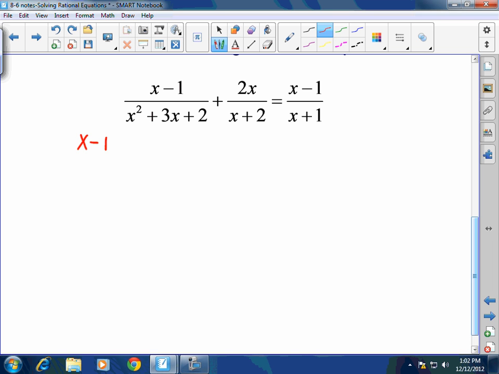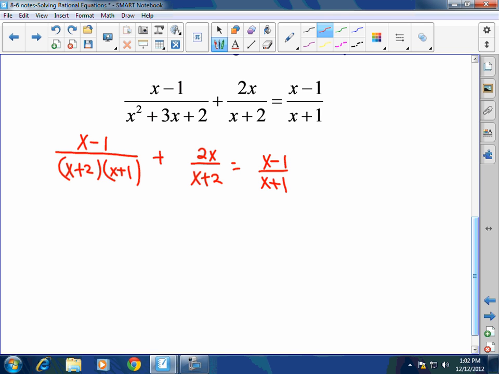Okay, now, first step, let's factor these bad boys. So this is x minus 1 over x plus 2, x plus 1. Thank you. Good job, guys. And then 2x over just x plus 2. And then equals x minus 1 over x plus 1. What's the LCD here? x plus 2 and x plus 1.